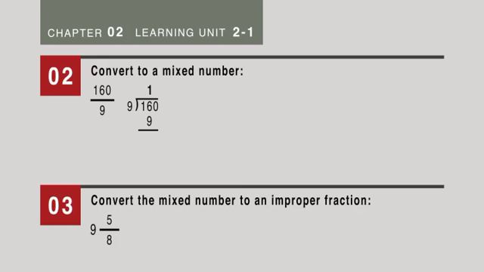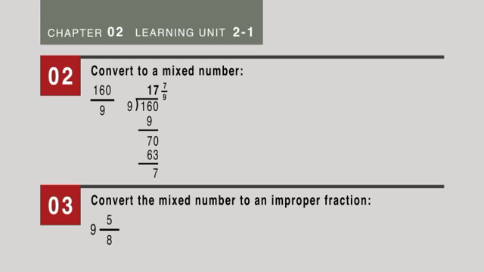So 9 goes into 16 one time. Take 16 minus 9 is 7. 9 doesn't go into 7, so you bring down the 0. 9 goes into 70 7 times. 9 times 7 is 63. 63 from 70 leaves you with 7, so we have a remainder of 7/9.